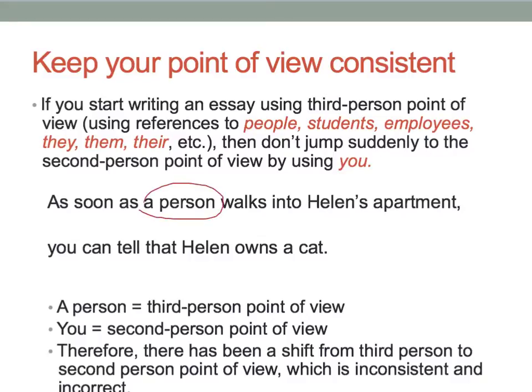A person is a third-person point of view reference. A person can be substituted with the pronoun he or she. Later in the sentence, we have you, which is a second-person reference. So what happens is there has been a shift from third-person to second-person point of view. And this is inconsistent and incorrect.